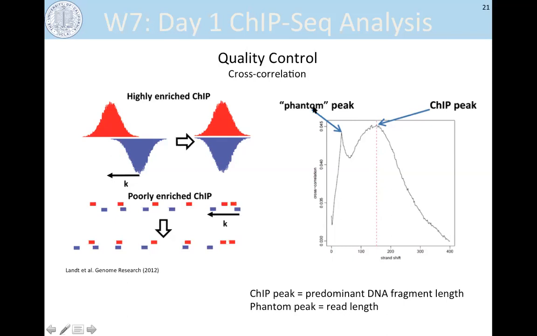And you also get something called a phantom peak. So you get this very sharp peak, which is due to the read length. This peak will peak exactly at where the sequencing read length was. So if you have 50 base pair reads, you'll get a phantom peak at 50 base pairs, and a sharp drop off past 50 base pairs. So the ChIP peak equals the predominant DNA fragment length, the highest cross-correlation value as you shift these strands, and the phantom peak equals the read length.